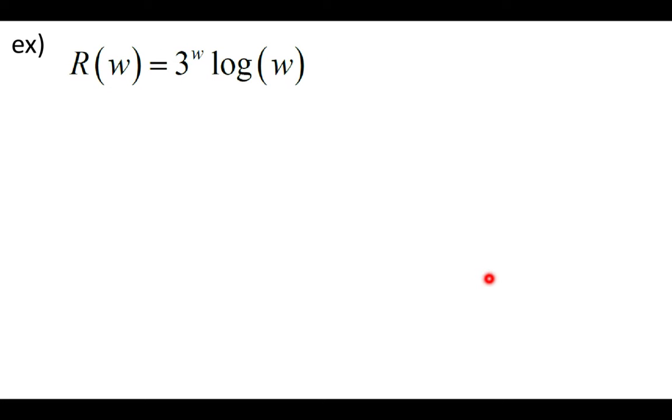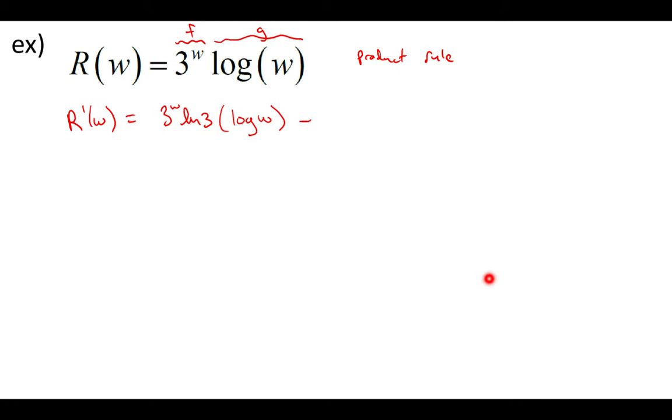Let's go ahead with our next one. So 3 to the w times log of w. All right, now when we calculate this one, r prime of w, first thing to note is that we have 2 sort of functions here. We got an f and a g. So this is a product rule because we're multiplying. So the first one, 3 to the w, we're going to take that derivative first. 3 to the w, natural log of 3 is the derivative of the first term. We're going to keep this log of w plus, because it's a product rule, 3 to the w.